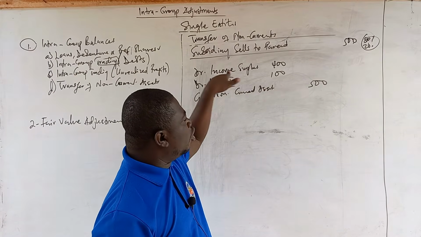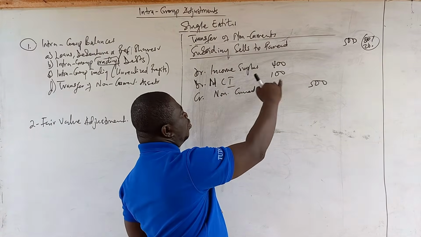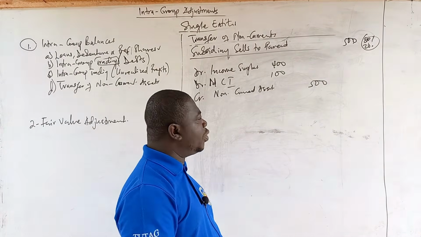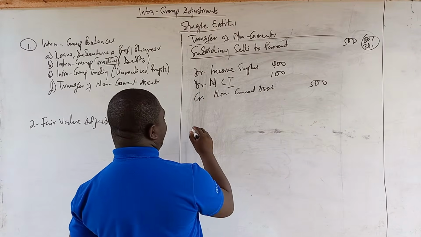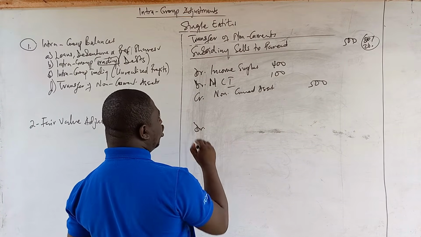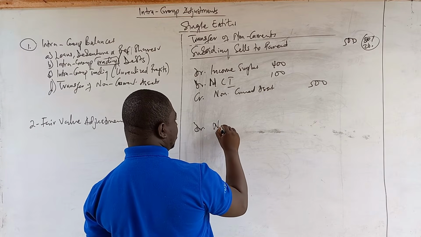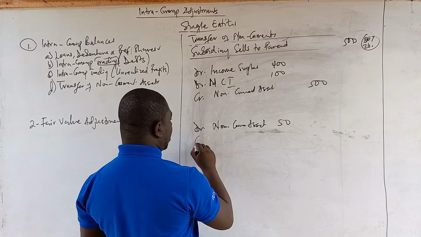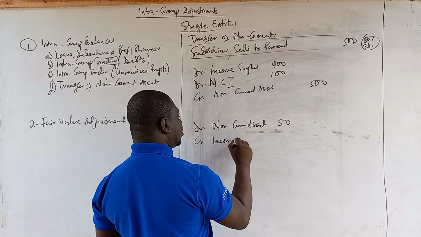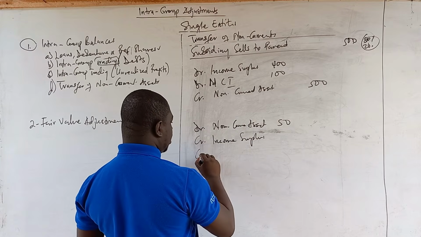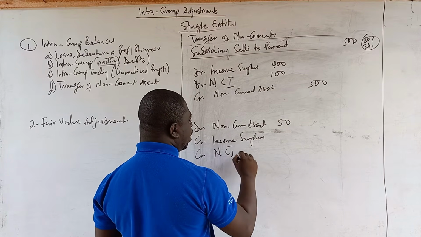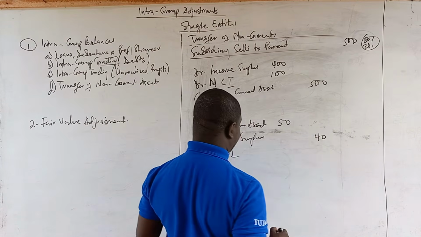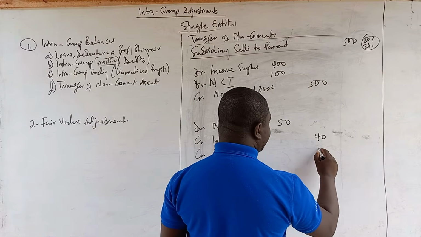The whole 500 will not be taken out of the income surplus. A portion will be apportioned to the non-controlling interest, but the full unrealized profit will be taken from the non-current asset. And then when it comes to the depreciation adjustment, we are going to debit the non-current assets with a depreciation of 50, and then we credit the group income surplus and also credit non-controlling interest. In this case, we are going to credit the group income surplus with 40, which is the percentage apportionment, and then NCI with 10.